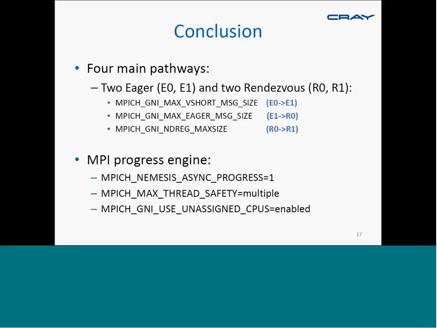And then I'll highlight the main ones here: the two rendezvous environment variables, which set the message sizes, how it is given sizes, again the boundary between the zero pathway and one pathway. And these are probably three of the easiest environment variables to change that may have an impact on performance. So I would definitely recommend them.